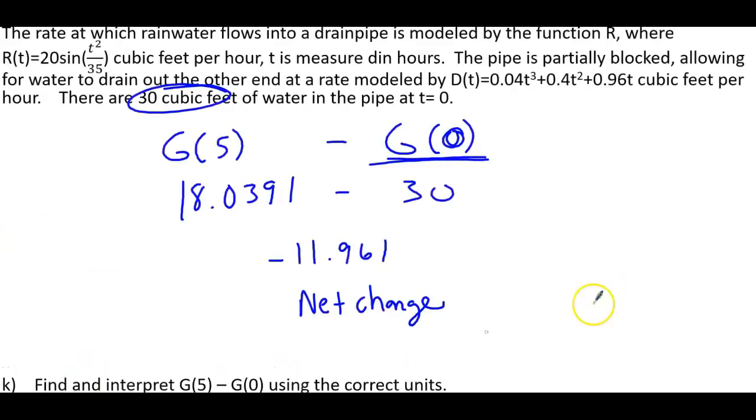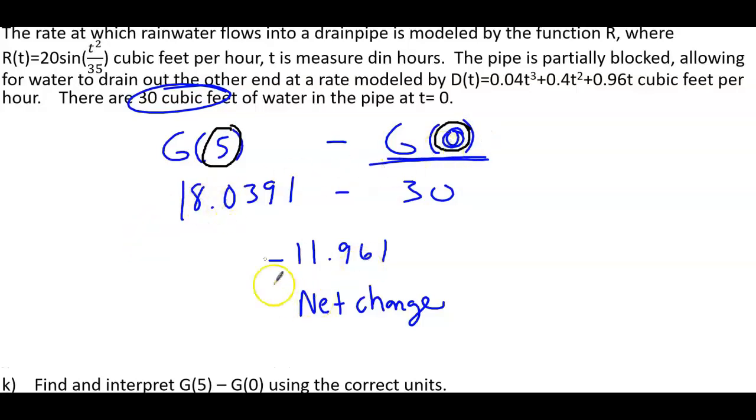All right, so now let's get our interpretation straight, right? Whenever we have our interpretation, we want our input units, we want our output units, and we want to include the context of the problem. So these values right here are time values. The 5 represents the 5th hour, and the 0 represents the 0 hour.